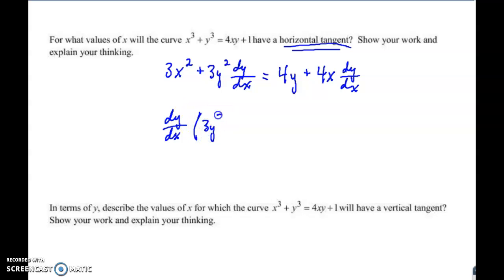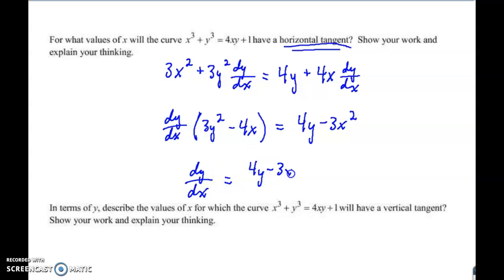Then I'm going to factor out a 3y squared, and I also needed to subtract this 4x dy dx, so the left side is equal to 4y minus 3x squared. So then dy dx will equal 4y minus 3x squared all over 3y squared minus 4x. Now this is where the real work happens.